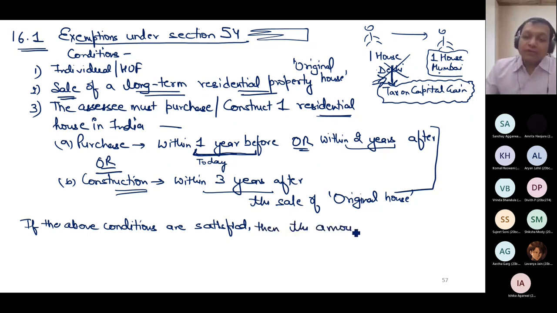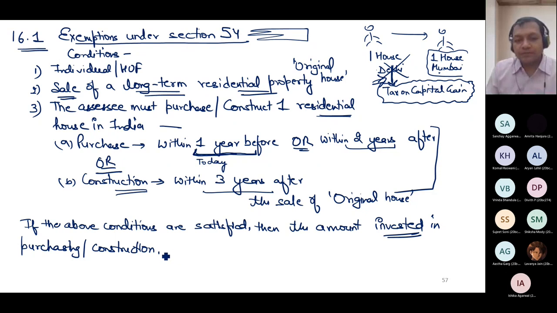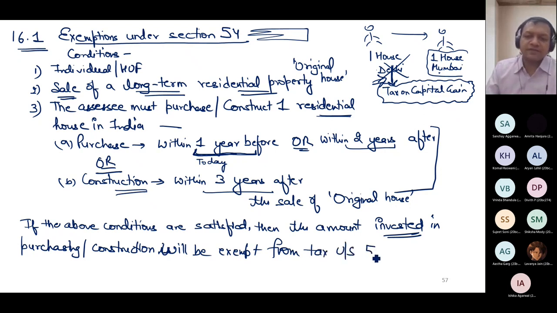whatever amount you invest within this eligible time limit in purchasing or construction, whatever you decide, will be exempt from tax under section 54. That's it. It's very simple.